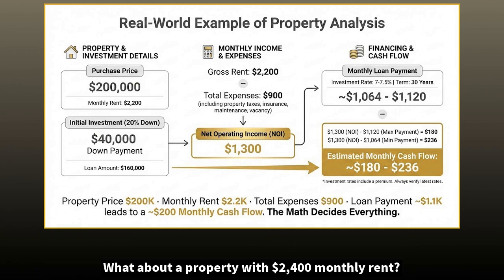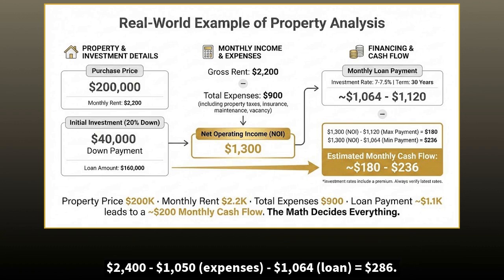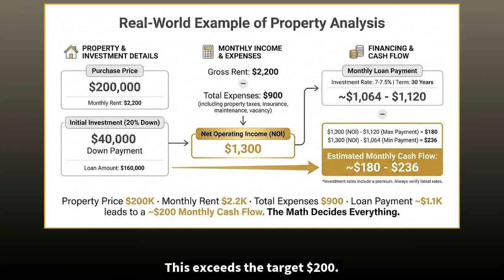What about a property with $2,400 monthly rent? $2,400 minus $1,050 expenses minus $1,064 loan equals $286. This exceeds the target $200. The math determines everything. There's no room for emotion. And always verify the latest interest rates. The interest rate environment changes.